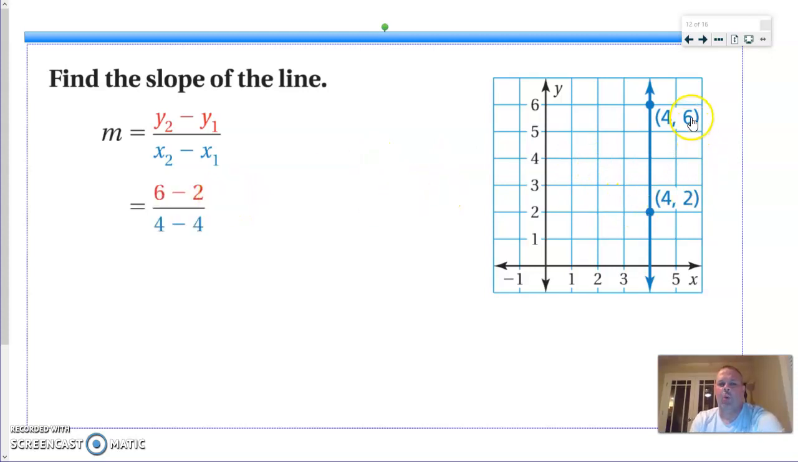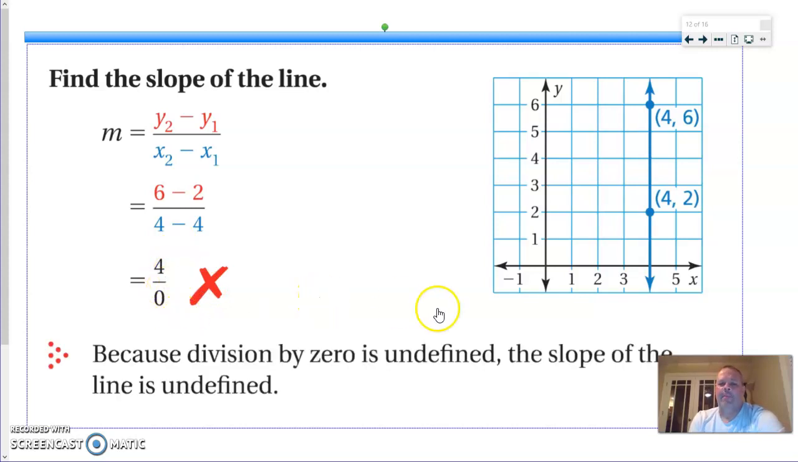They use this one as 1 or 2. 6 minus 2 is 4. 4 minus 4 is 0. Again, we cannot divide by 0, so that means our slope is undefined. If I have a vertical line going up and down, our slope is undefined.